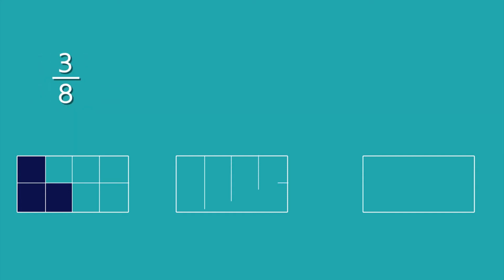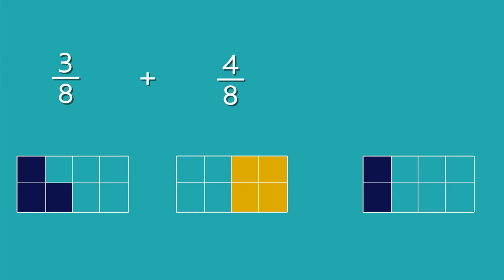Okay, my next box, I'm going to shade in 4/8. I've shaded in 4 out of 8 possible squares in that shape. So that's 4/8. And I want to add them together again. So let me just put all the squares that I've got together. Those 3 blue squares are from the first one, and those 4 yellow ones are from the second one.